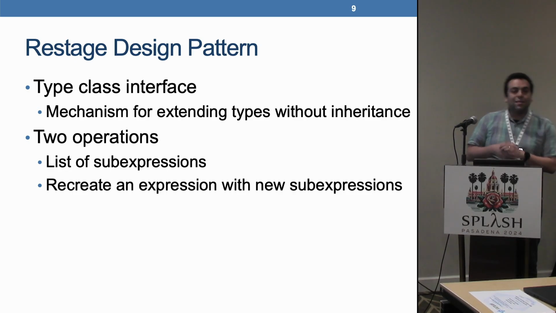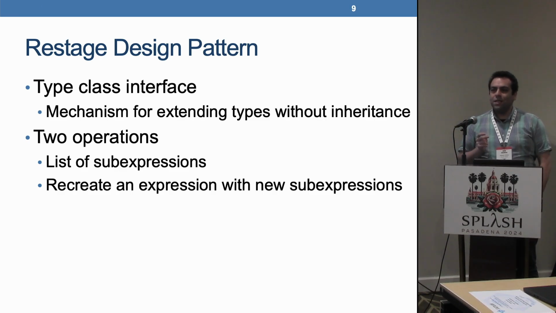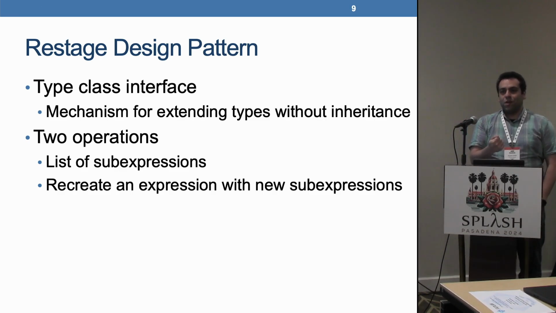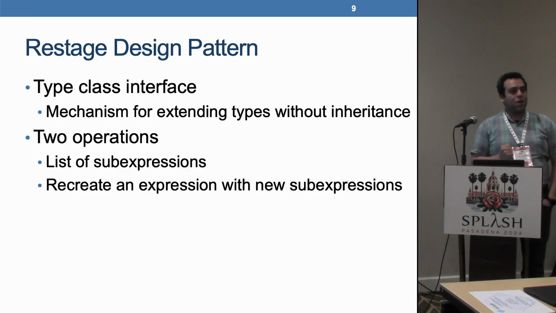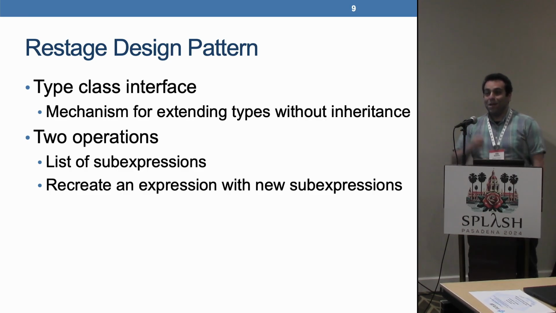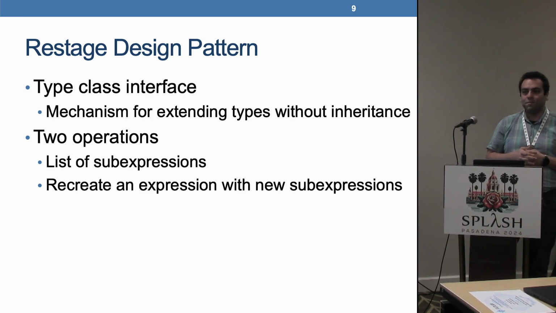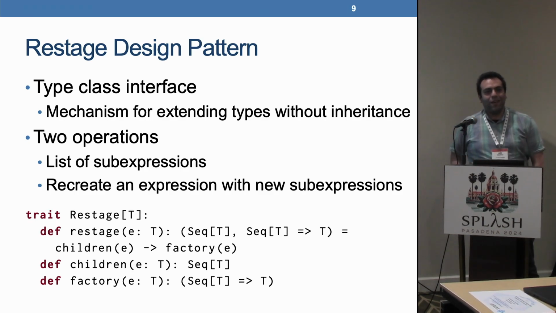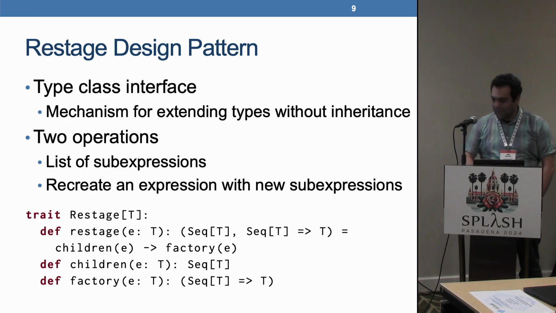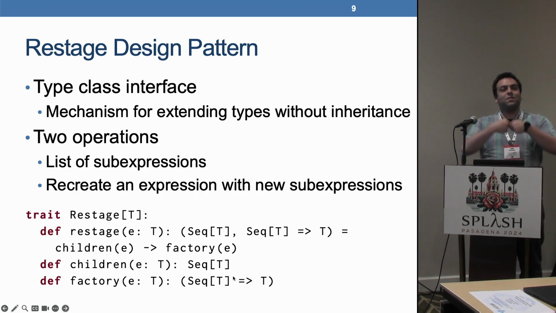And this type class interface provides just two operations. One operation, for each language construct, gives back the set of its children. And the other operation reconstructs that construct with a new set of children that I provide for it. So if I want to show you the code, this is how the interface is going to look like. You can see that I have basically two operations. One is giving me the set of the children.